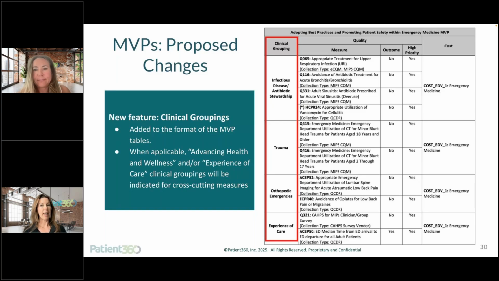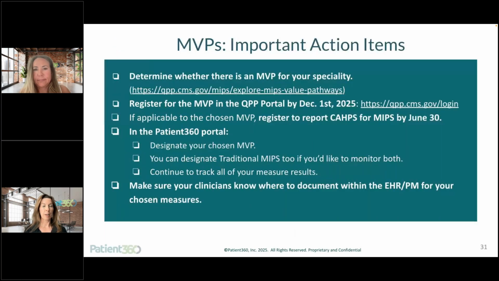Now on the next slide, just some important action items that we would like to leave you with before we turn it back over to Amanda. Like I've been saying, we encourage you to determine whether or not there's an MVP for your specialty. Keep in mind they're continuing to evolve that. We've got 6 new ones this year, possibly more to come in upcoming years between now and when traditional MIPS is fully sunsetted. But you can use this resource shown here and/or look up the tables on the previous slides that we mentioned.